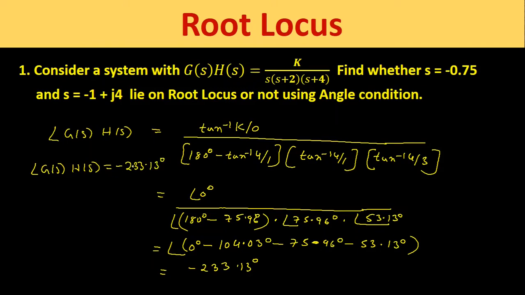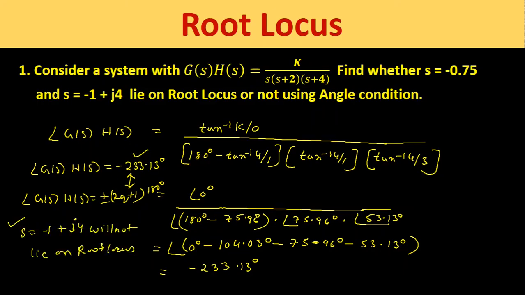So when we compare this angle of G(s)H(s) with the general equation of angle condition, that is the angle of G(s)H(s) equal to plus minus (2q + 1) into 180 degrees, we can see that this is not an odd multiple of 180 degrees. So this point, that means s equal to -1 + j4, will not lie on the root locus. So hope you have understood the topic.